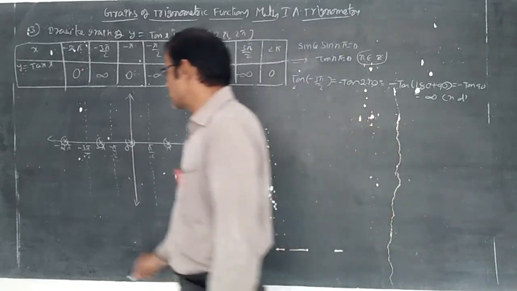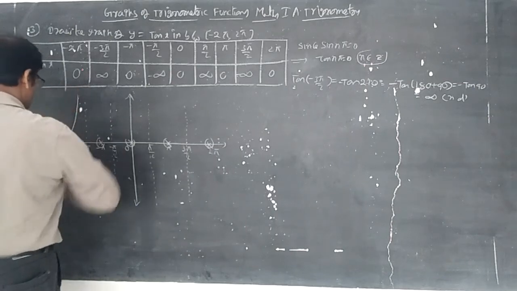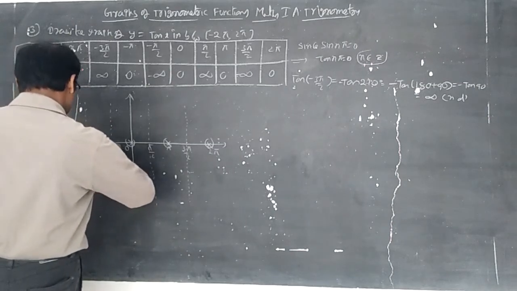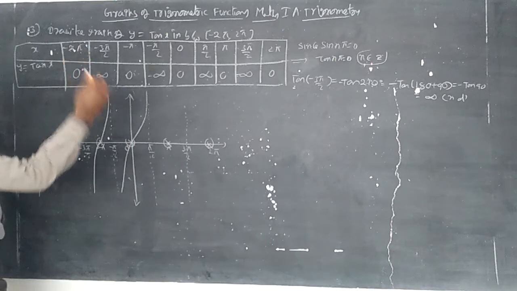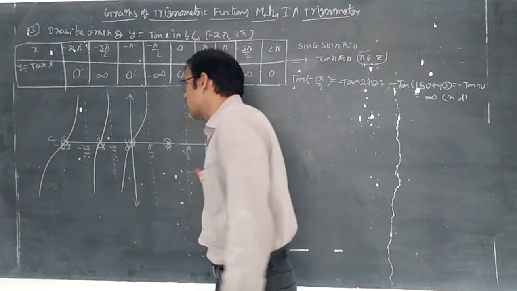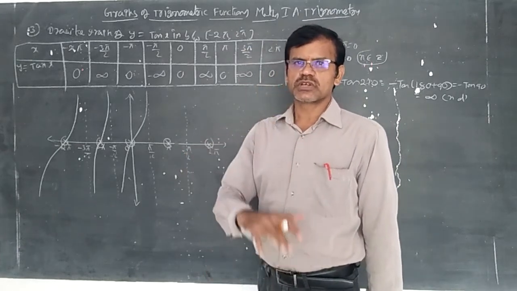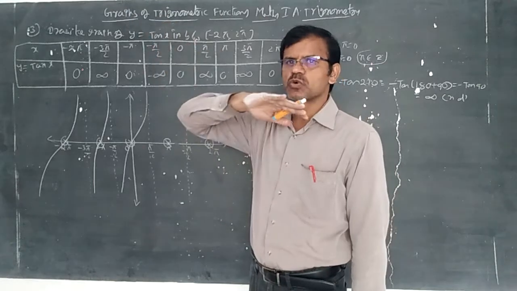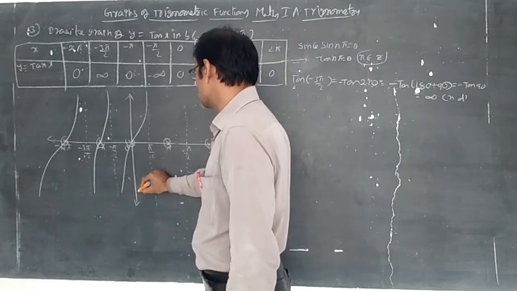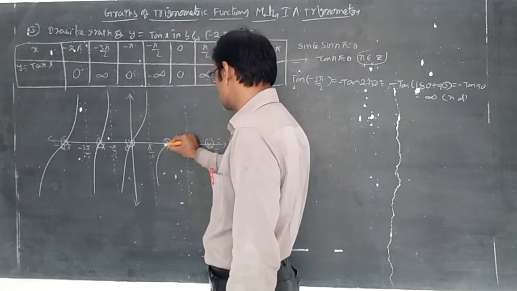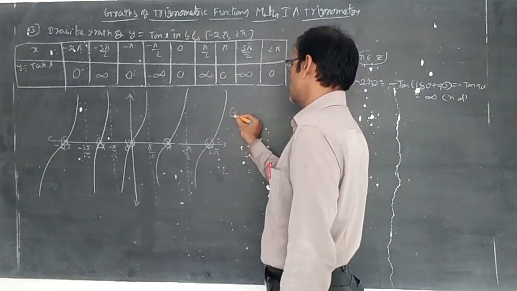Since tan x is an increasing function, put the line down to up. Why, sir, are you saying tan x is increasing? Tan 0 value is 0, tan 45 value is 1, tan 90 value is infinity. So it is going upward, so the curve should be in the upward direction. Okay, from here like this, and again like this. This is the graph of tan x.